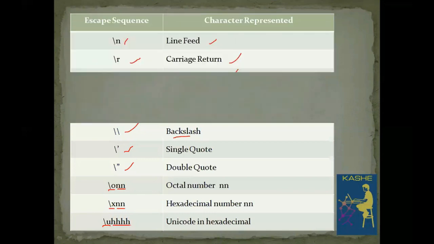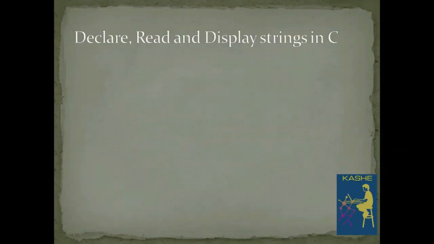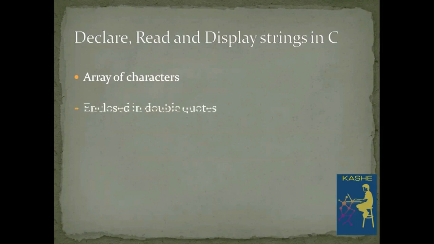So next we will see how to declare a string and how to read a string and how to display a string in the C language. So in the C language, there is no separate string data type available. Then we need to consider an array of characters as a string. That means we need to specify a character array as a string.